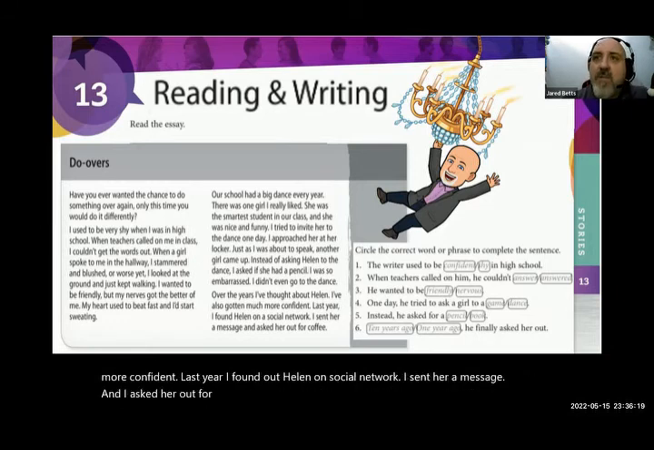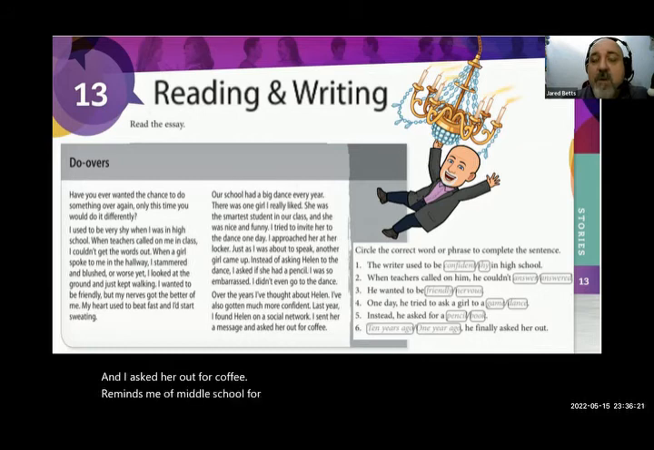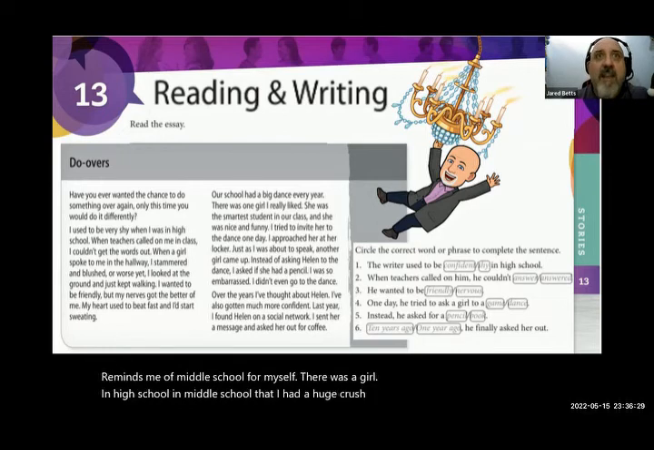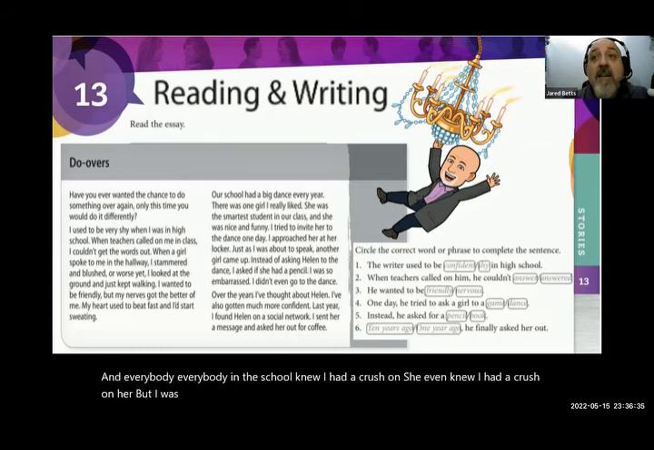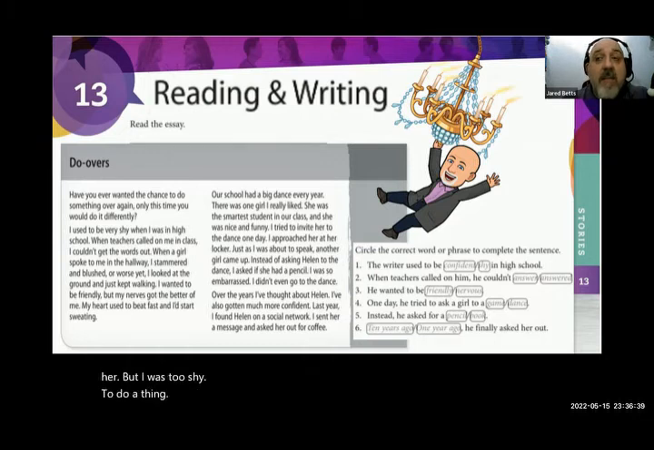Reminds me of middle school for myself. There was a girl in middle school that I had a huge crush on. And everybody in the school knew I had a crush on her. She even knew I had a crush on her, but I was too shy to do anything. On Valentine's Day that year, I was in the 8th grade in middle school.